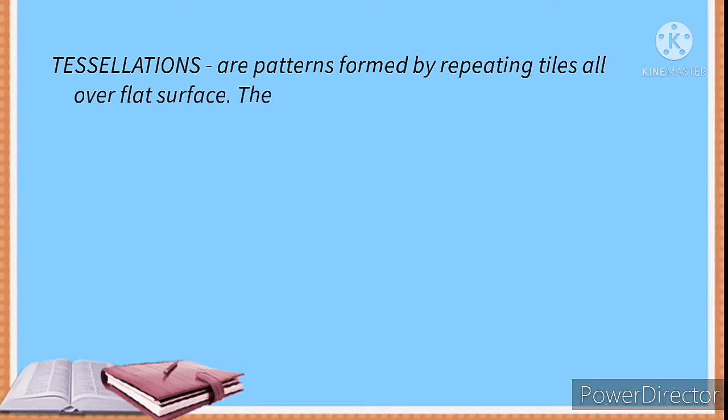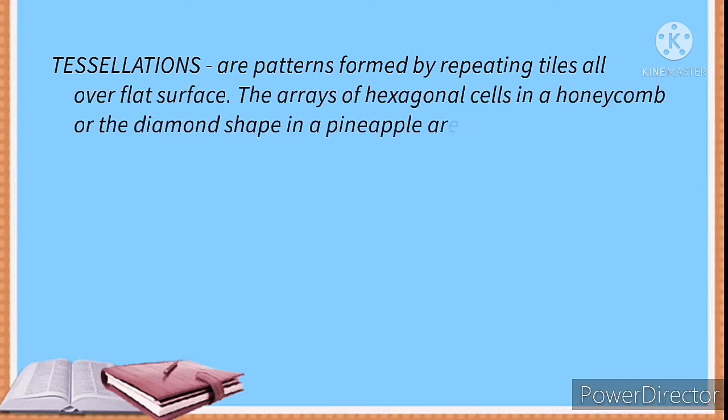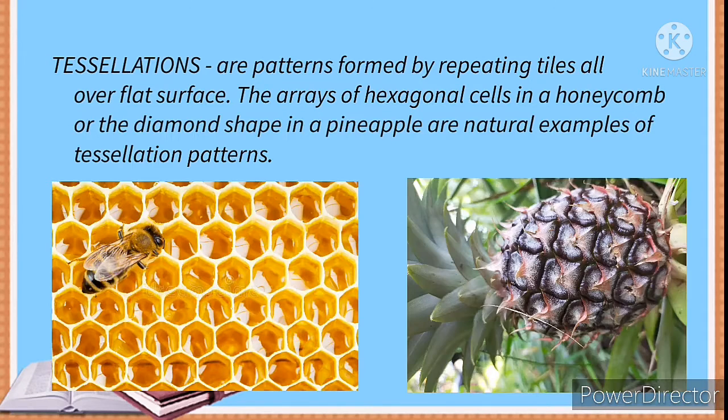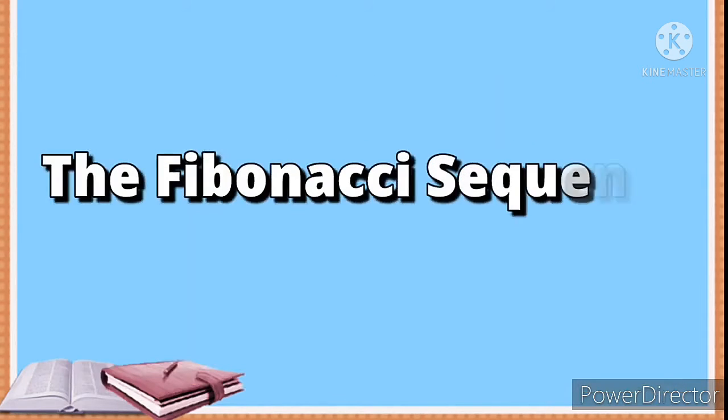Tessellations are patterns formed by repeating tiles all over a flat surface. The arrays of hexagonal cells in a honeycomb or the diamond shapes in a pineapple are natural examples of tessellation patterns. The Fibonacci sequence.